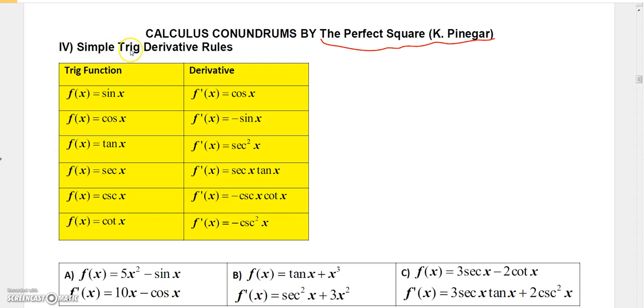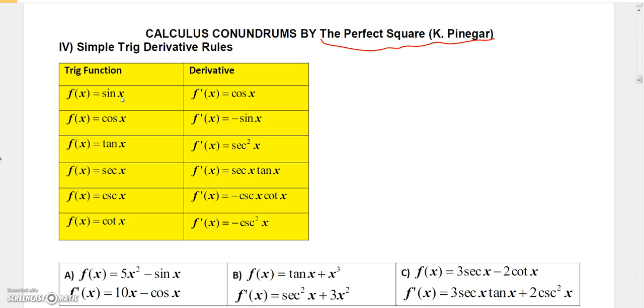Okay, so these are called the simple trig rules because a little bit later I'm going to show you the chain rule, and that will deal with derivatives of trig functions where the argument, like here you see the argument is x, could be some function of x like x cubed or square root of x or something like that. But for now, we're just going to look at the rules for your simple trig functions.